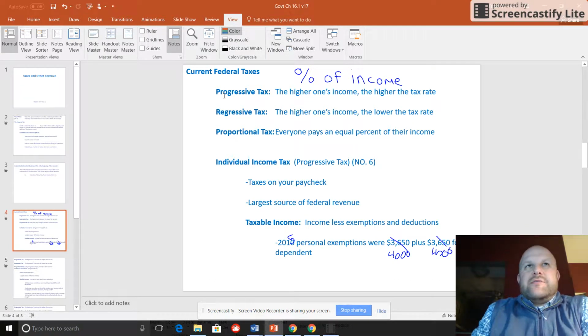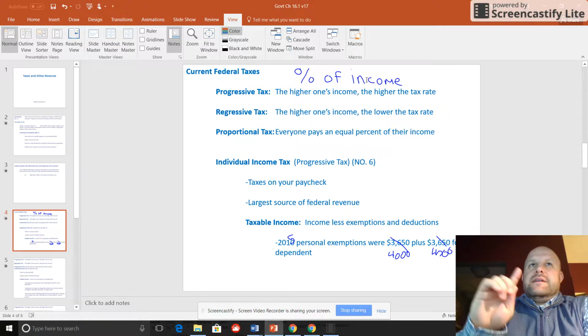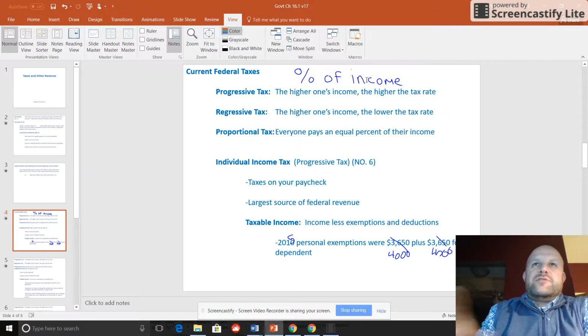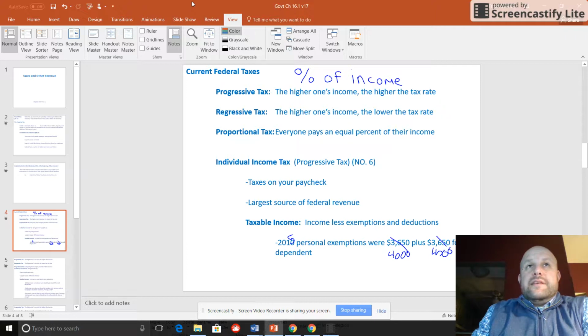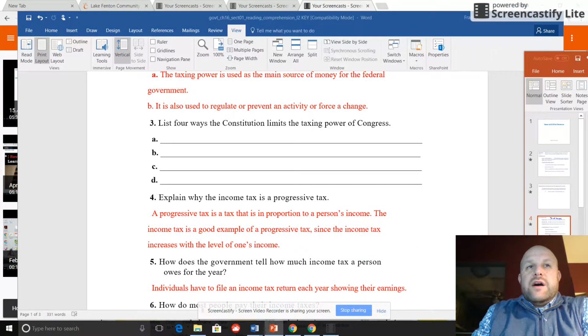These definitions: progressive tax. The higher one's income, the higher the tax rate. Regressive: the higher one's income, the lower the tax rate as a percentage of your income. Current federal taxes are set up into these three buckets. The progressive, where the income tax is. Regressive, the higher one's income, the lower the tax rate. And then proportional, everyone pays an equal proportion of their income. So keep that in mind as we're moving along.